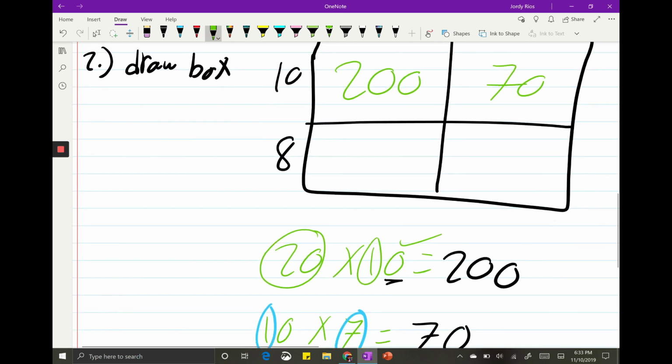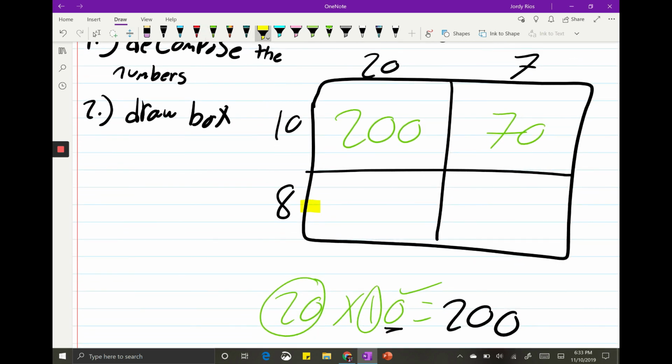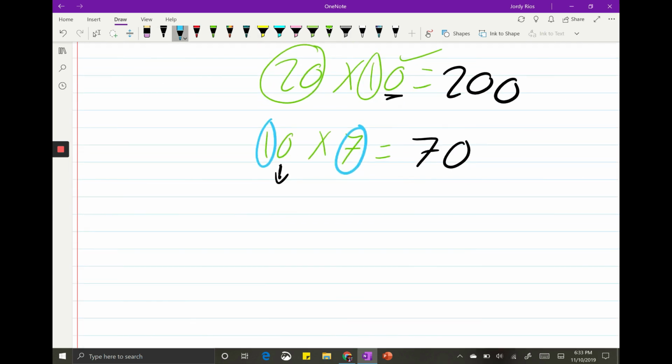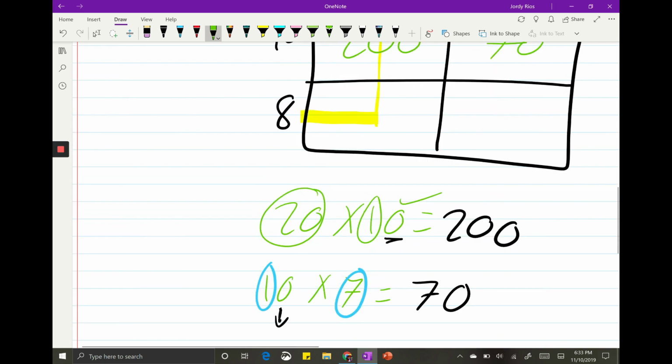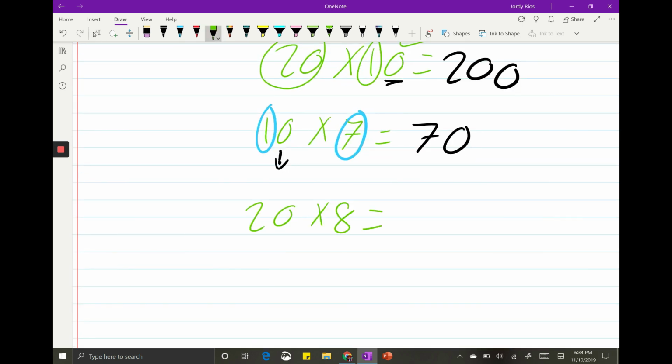Okay, now next box, 8 and 20. So that means 20 times 8. So let's see. 20 times, what did I say? 8. Now I know I don't have a 10 here, but guess what? You can still do a power of 10 because 20 is another number that has 10 inside. How many tens does 20 have? 2, right? 10 plus 10, 20. So I can still technically do the power of 10.